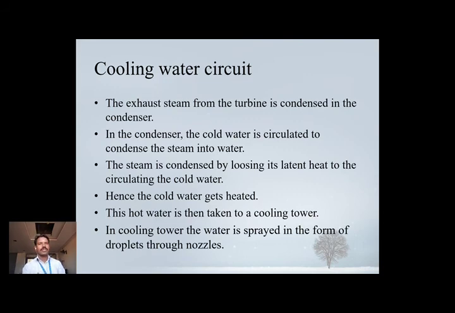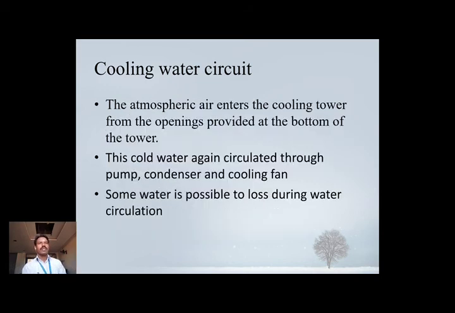In the cooling tower, the water is sprayed in the form of droplets through nozzles. It loses its heat to the atmosphere. Atmospheric air enters the cooling tower through openings at the top and bottom. The cooling water is again circulated through the pump to the condenser. Some water may be lost during circulation, and it will be compensated with the help of water storage.